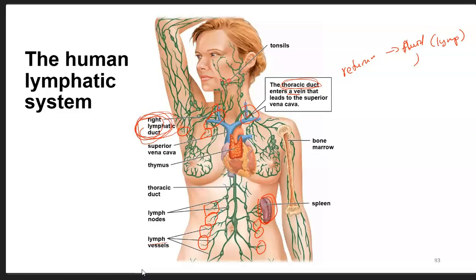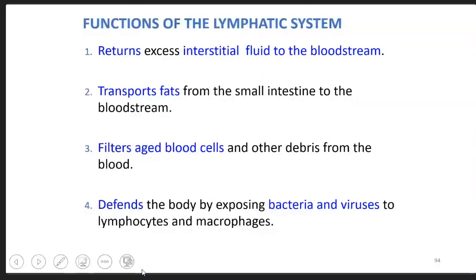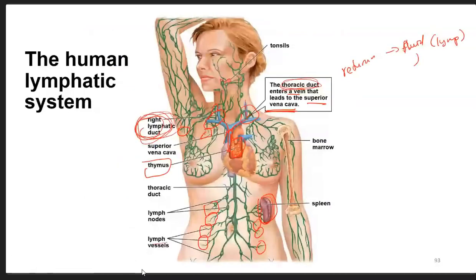Okay, so these are the functions of the lymphatic system. Okay, so you have to know the functions of the lymphatic system. One is to return excess interstitial fluid to the bloodstream. Okay, daripada lymphatic duct and also thoracic duct, they akan join. The lymph will enter into the subclavian veins. Okay, and then the second function of the lymphatic system is to transport fat. Okay, transport fat from the small intestine to the bloodstream.